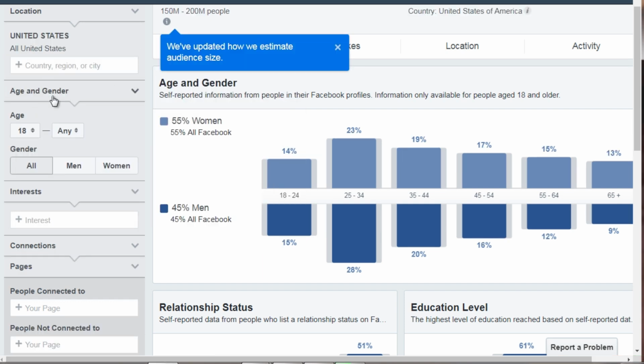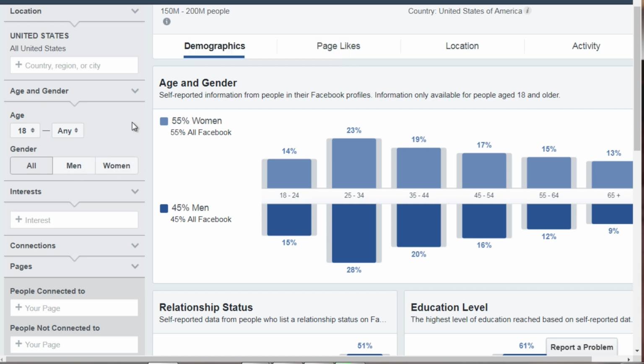And the next thing you can do is age and gender. So if you're targeting a niche, let's say that is mainly women, then you're going to want to click women here. But if it's mainly men, you want to click men here. And of course, if you're trying to target everybody, then it can be all, male and female.